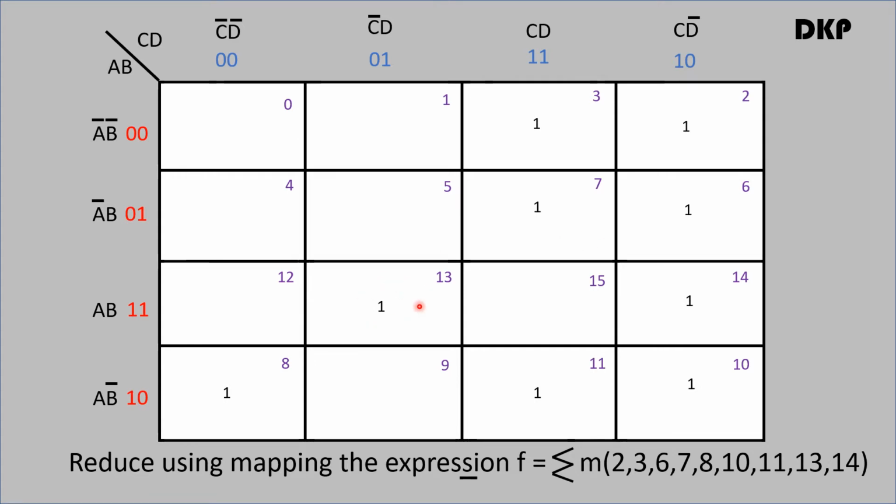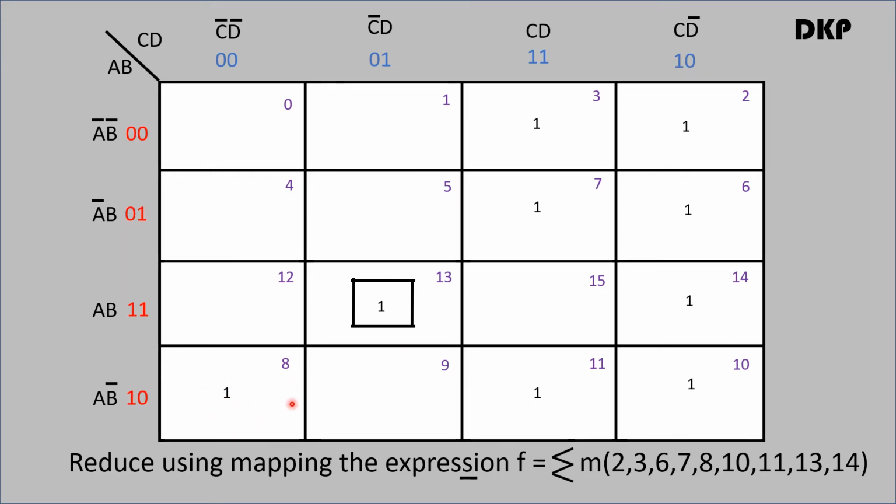Here this M13 doesn't have any adjacency. That is, the adjacent cell 15 is vacant, 9 is vacant, 12 is vacant, 5 is vacant. So this M13 does not have any adjacency. So we can consider this as it is.